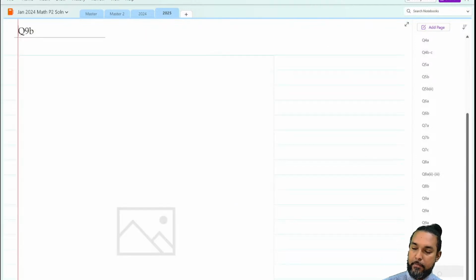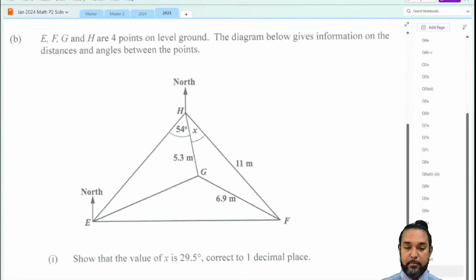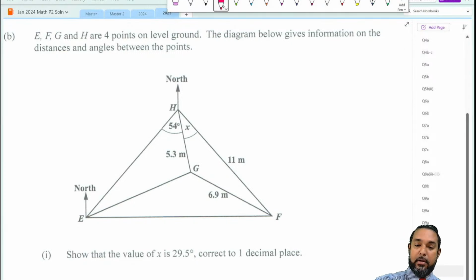All right. Now we're on to the trigs. All right, let's take a read, and I'll give you a minute, a minute or two.